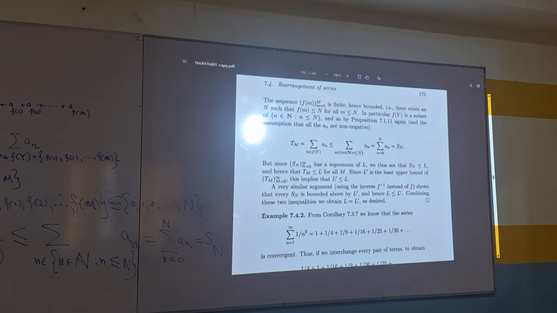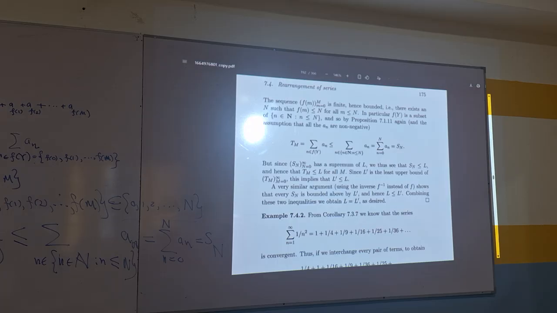We started from capital M. We don't have, at the inception, any capital N. We got this capital N as the set in which F0, F1, F2, Fm are inside. So Tm less than or equal to L for all m. Then since L dash is the least upper bound of Tm, this implies that L dash less than or equal to L. Right? So now we have shown that L dash less than or equal to L.